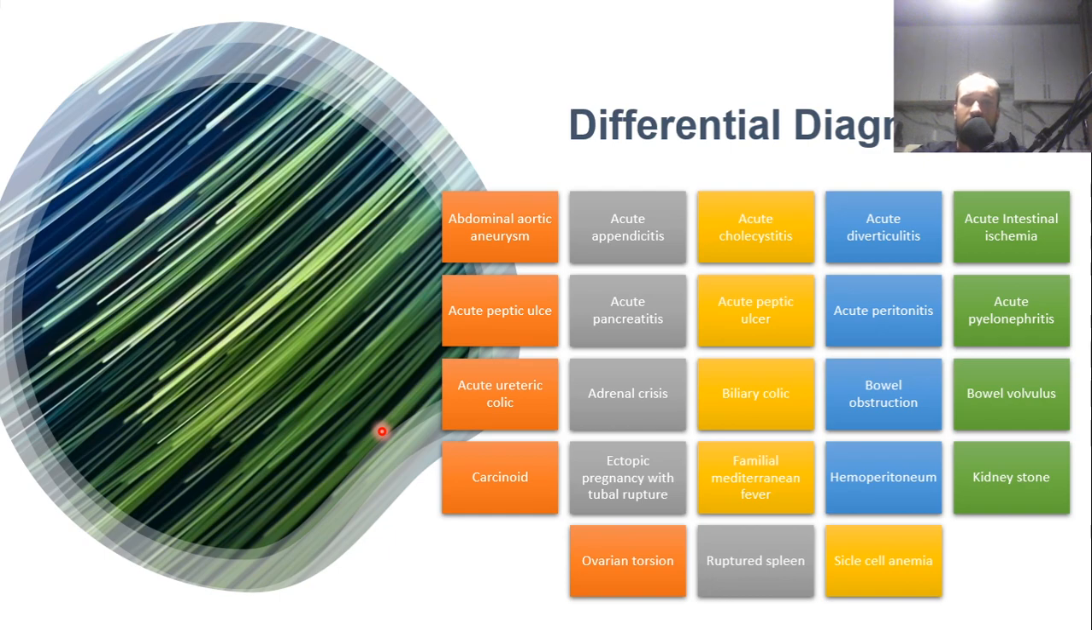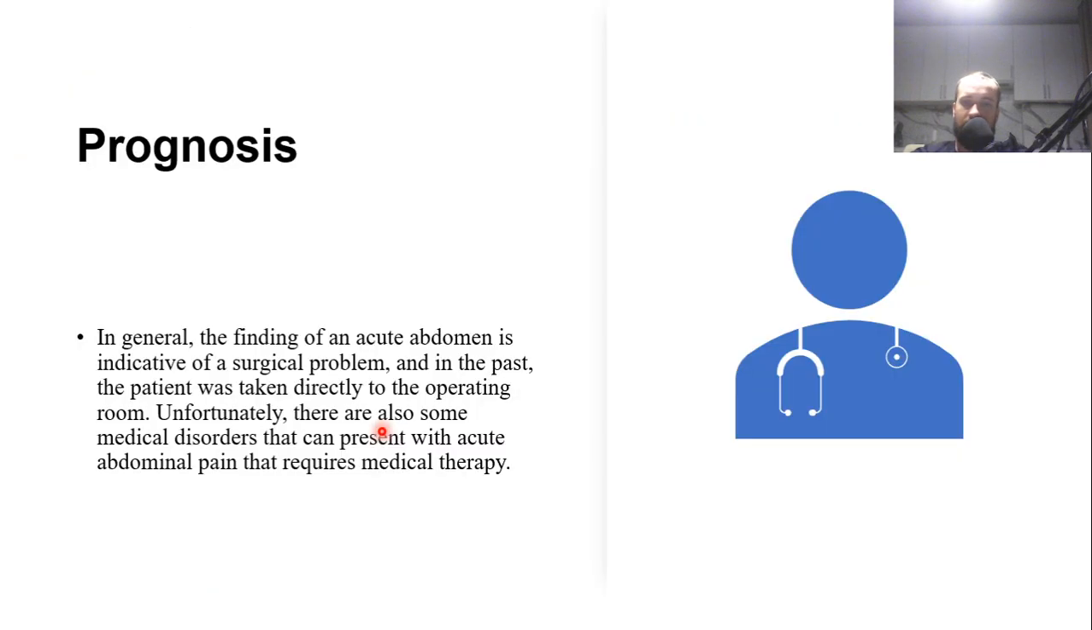And of course, differential diagnosis. There you can find absolutely all diseases you need to consider for a differential diagnosis. I won't tell all this to you, but you see it and you know these diseases.